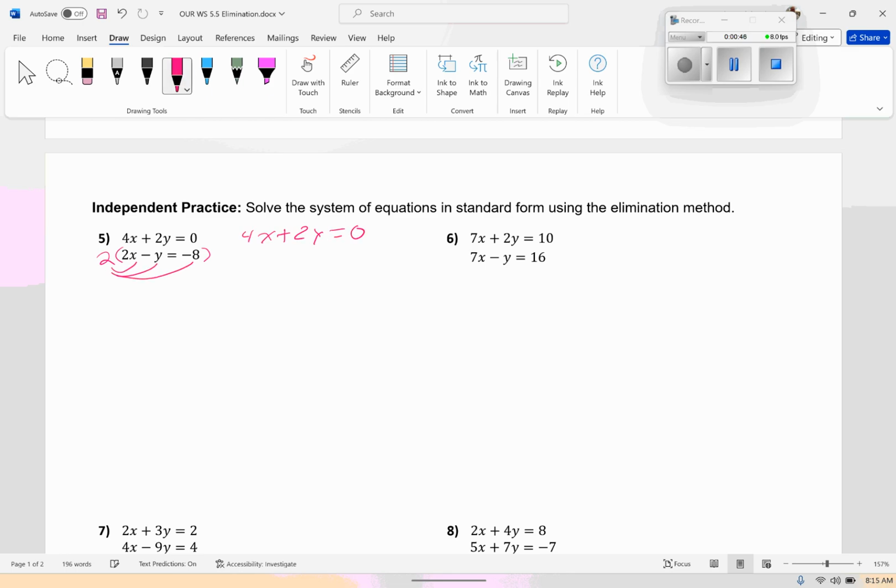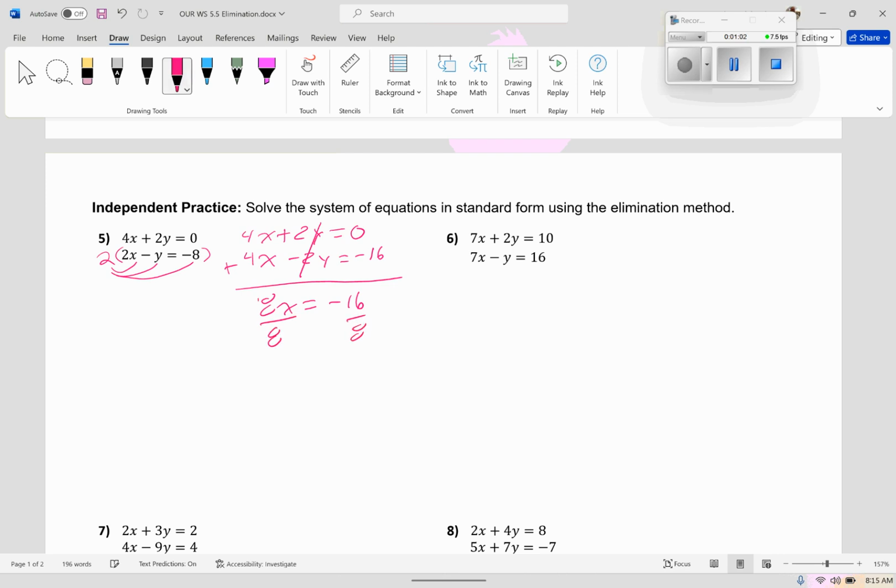Distribute over. These cancel out when we add them, and I get 8x. And 0 minus 16 is negative 16. Divide both sides by 8. So x equals negative 2. So that's the first part of my answer.